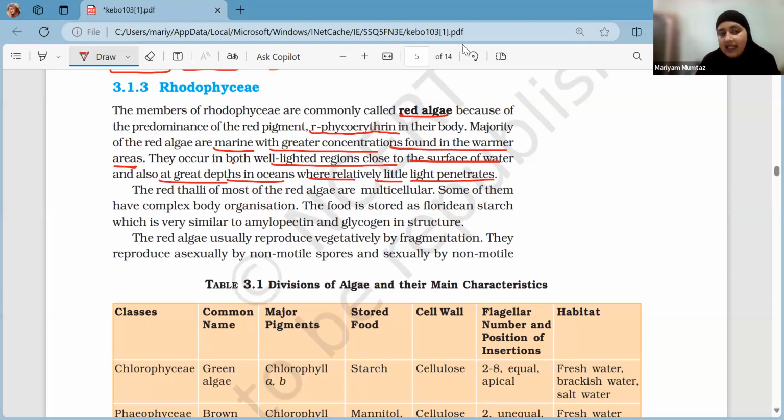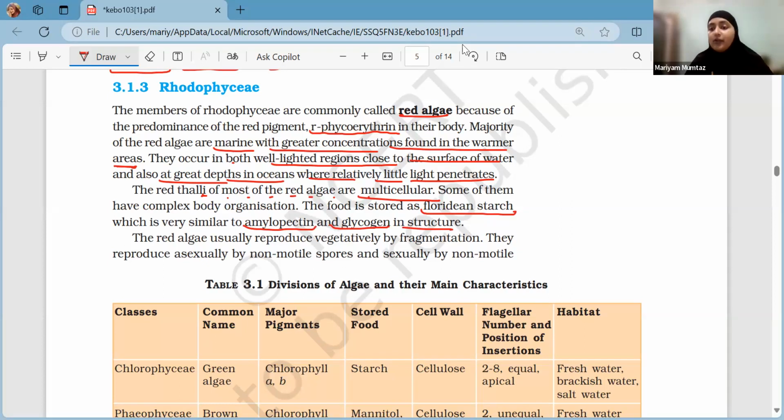Now the red thalli, thalli is the singular form, of most of the red algae are multicellular. Okay, they are multicellular. Now some of them have complex body organization. Now their stored food is Floridian starch. And this is again a very important line, that it is very similar to amylopectin and glycogen in structure.